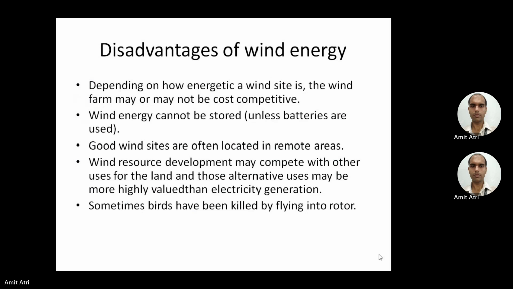Okay, next disadvantage is that good wind sites are often located in remote areas. Consumption is not there. They are remote areas, with very little consumption. But the scope for maximum generation is there. So that is at a large distance from where the bulk consumption is.